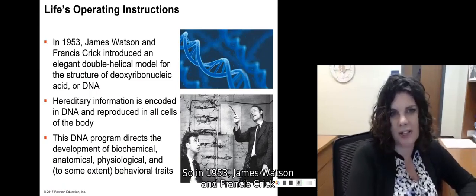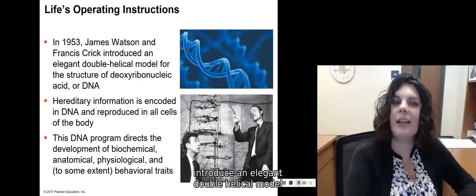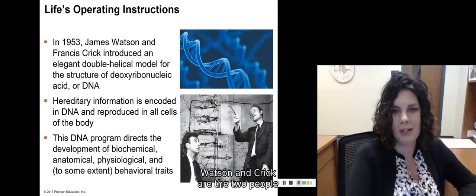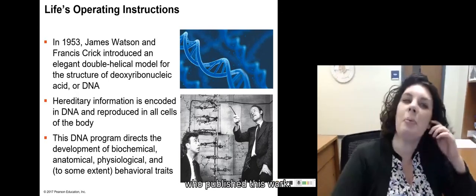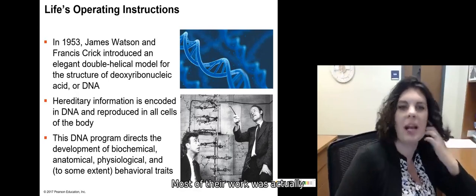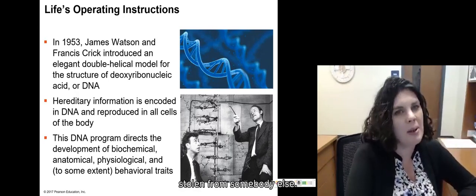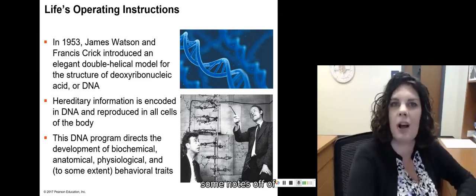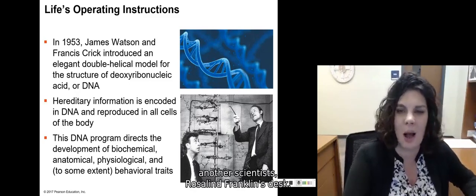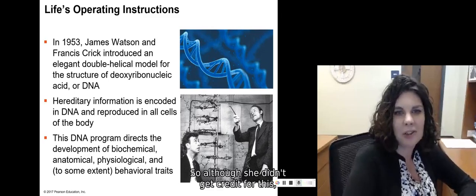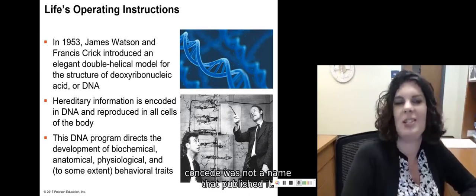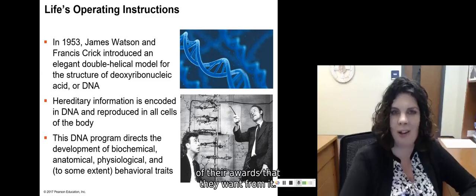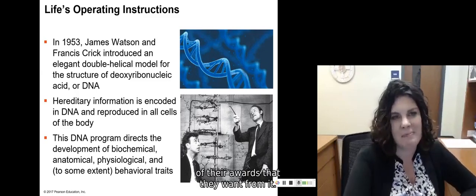So in 1953, James Watson and Francis Crick introduced an elegant double helical model for the structure of DNA. Watson and Crick are the two people who published this work. Most of their work was actually stolen from somebody else. They just walked into somebody else's lab and swiped some notes off of another scientist, Rosalind Franklin's desk. Although she didn't get credit for this, because she was not a name that published it, she had died before they went on to get a lot of the awards that they won from it.